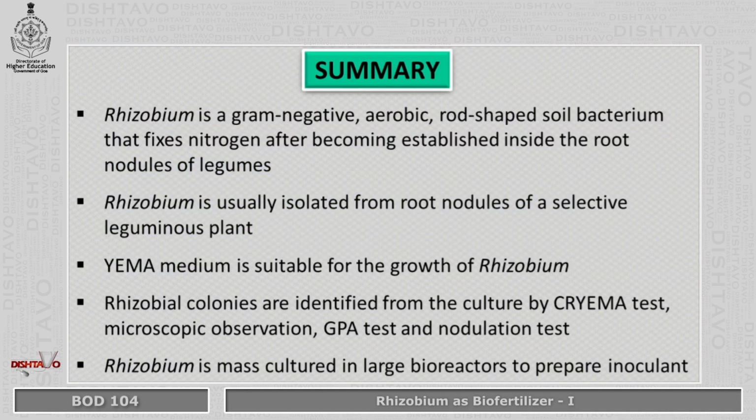So to summarize, rhizobium is a gram-negative aerobic rod-shaped soil bacterium that fixes nitrogen after becoming established inside the root nodules of legumes. Rhizobium is usually isolated from root nodules of a selective leguminous plant. YEMA medium or yeast extract mannitol agar medium is suitable for the growth of rhizobium. Rhizobial colonies are identified from the culture by CR-YEMA test, microscopic observation, GPA test and nodulation test. Rhizobium is mass cultured in large bioreactors to prepare inoculant.